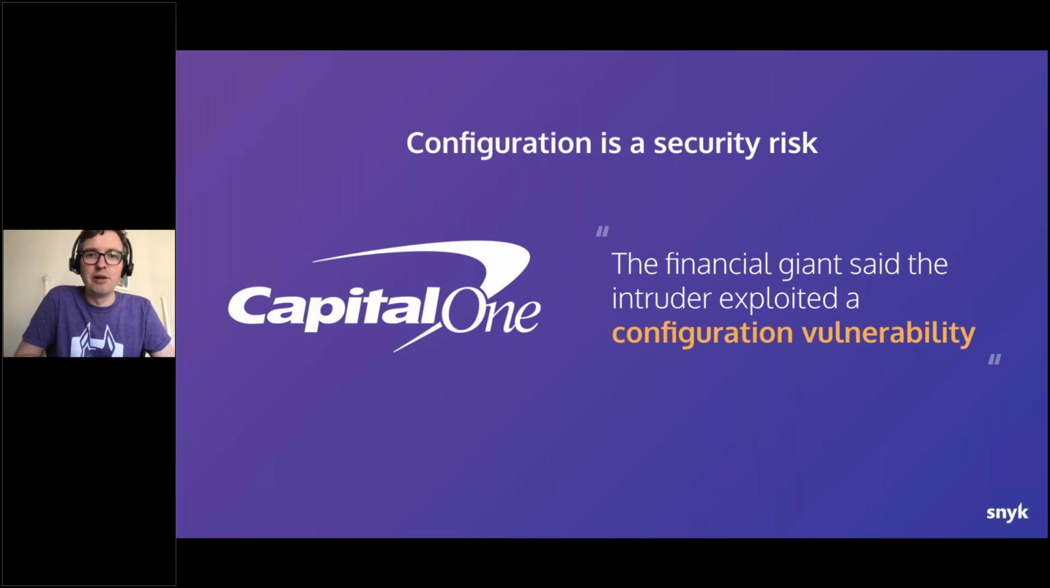A good example of this, or an unfortunate example of this, was the recent Capital One incident. They said themselves that the exploit here was a configuration vulnerability. I think that was the first time I'd seen those two words put together like that. And I think that's an interesting sort of case study.